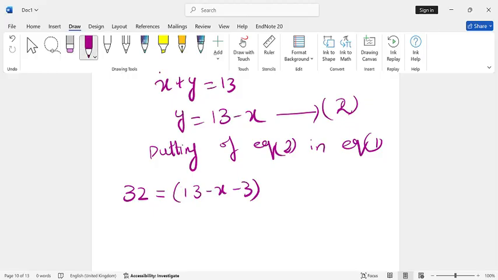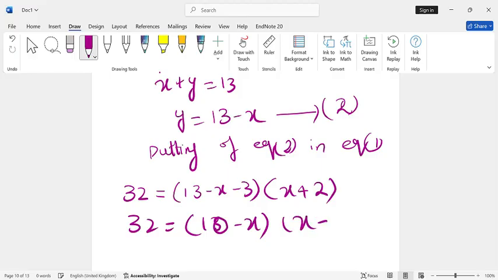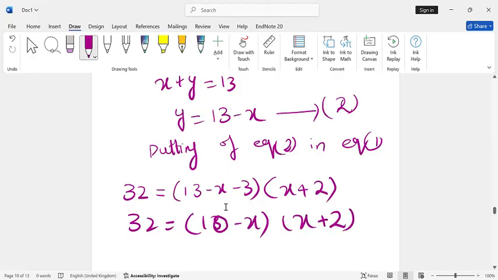And we have the value of x plus 2, okay? x plus 2. This is equation 1 we have, all right? So by simplifying this equation, we get 13 minus 3, you get 10 minus x into x plus 2, all right? So I'm just going to simplify this equation.